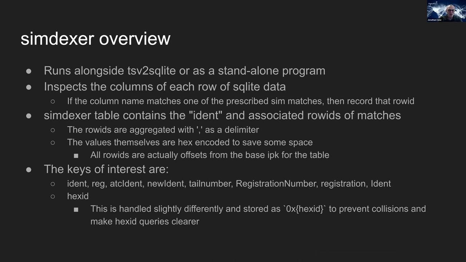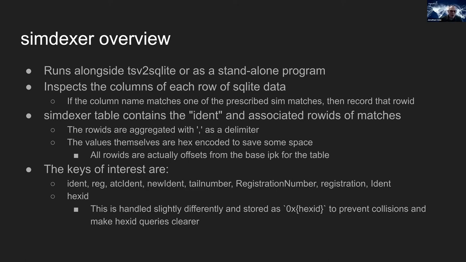Okay, so the Simdexer itself, how this works, it's running alongside that TSV to SQLite program, or you can run it after the fact. As I mentioned, it's going to look at each column of data as it arrives. It's got a specific list of column names it's looking for, and it'll see, are those contained in this line, and then what's the value in them. And then it takes those values and we'll start building lists of row IDs based off of them.